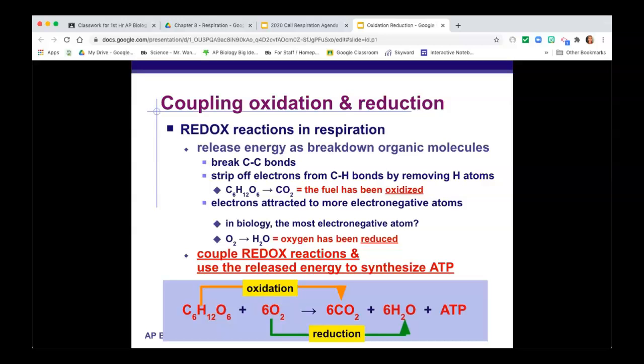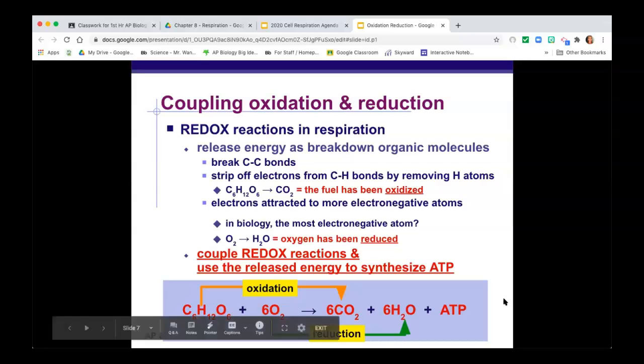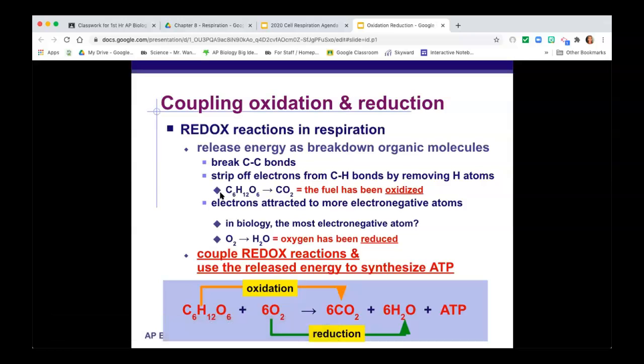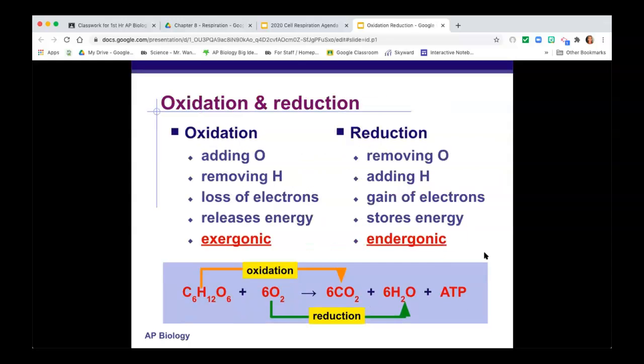As you release energy by breaking bonds, you strip off electrons. Those electrons will move from one molecule to another. So the hydrogen will shuttle basically the electron between molecules. In this case, we're oxidizing food. In photosynthesis, we reduced CO2. So the coupled reactions are used and they release energy to synthesize ATP.